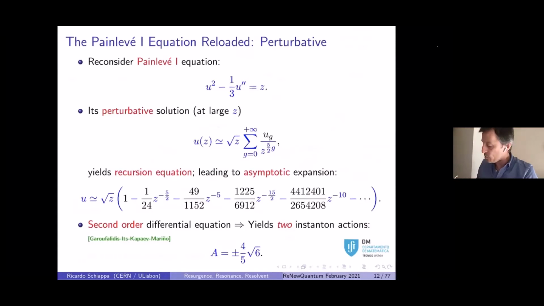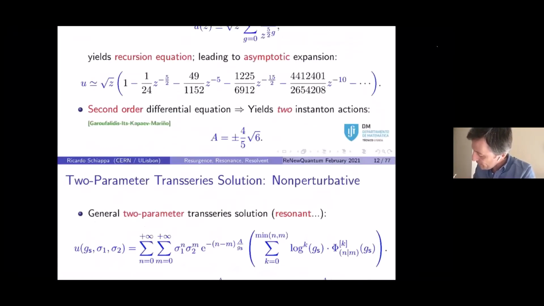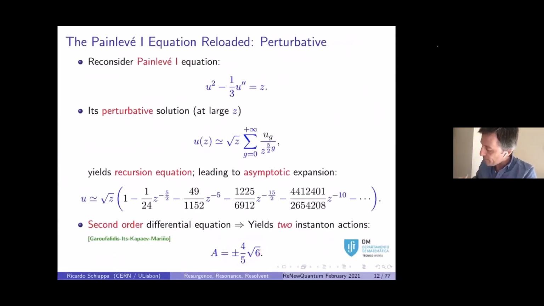And so these 2 parameters, sigma 1 and sigma 2, are sort of parametrizing boundary data for the second order differential equation. Here I have gone back to the g_s variable just to make the formula slightly less cluttered. There's the exponential terms, and you see that I have n minus m there. That's associated to the fact that, oh, sorry, wrong direction. Associated to the fact that I had a plus and a minus over there.